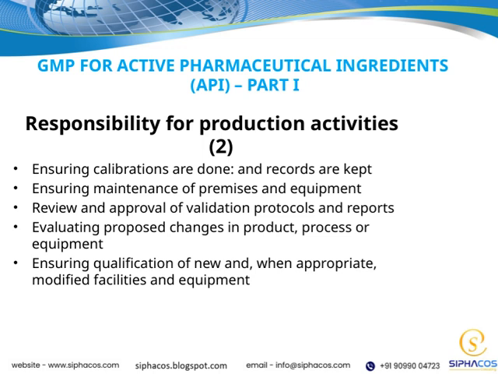Additionally, when there are proposed changes, whether they involve the product, the process, or the equipment, they need to be carefully evaluated. This helps us understand any potential impacts on quality and compliance. Finally, qualifying new facilities or equipment, and when appropriate, modifying existing ones, is a key step. Proper qualification ensures that everything is installed and operates correctly, maintaining the integrity of our manufacturing process. All of these activities are interconnected and vital for maintaining control over the production of active pharmaceutical ingredients and ensuring their quality and safety.